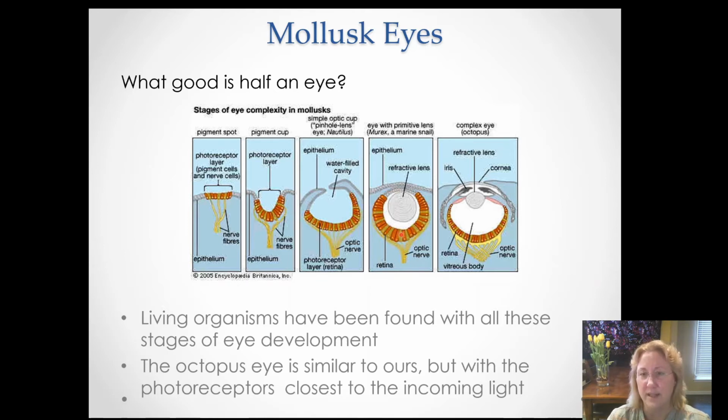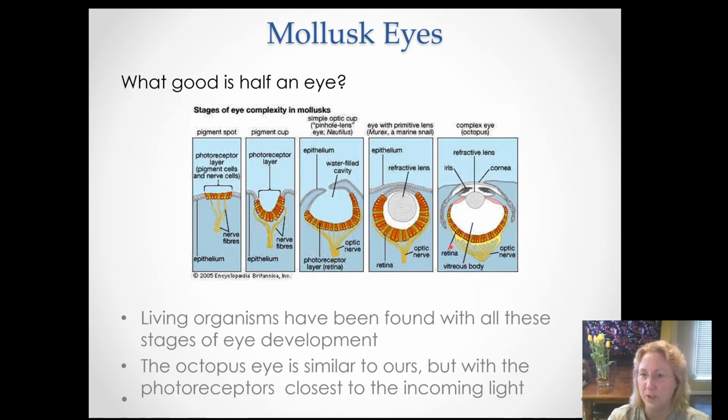The next type of eye here, which we find in marine snails, has a refractive lens which allows them to focus better, but no accommodation for distance or for light. Now the photoreceptor cells are much more protected. They have a transparent epithelial layer that allows light to go in, but very low ability to focus on things, but better than this eye. So there are living mollusks with this kind of eye.